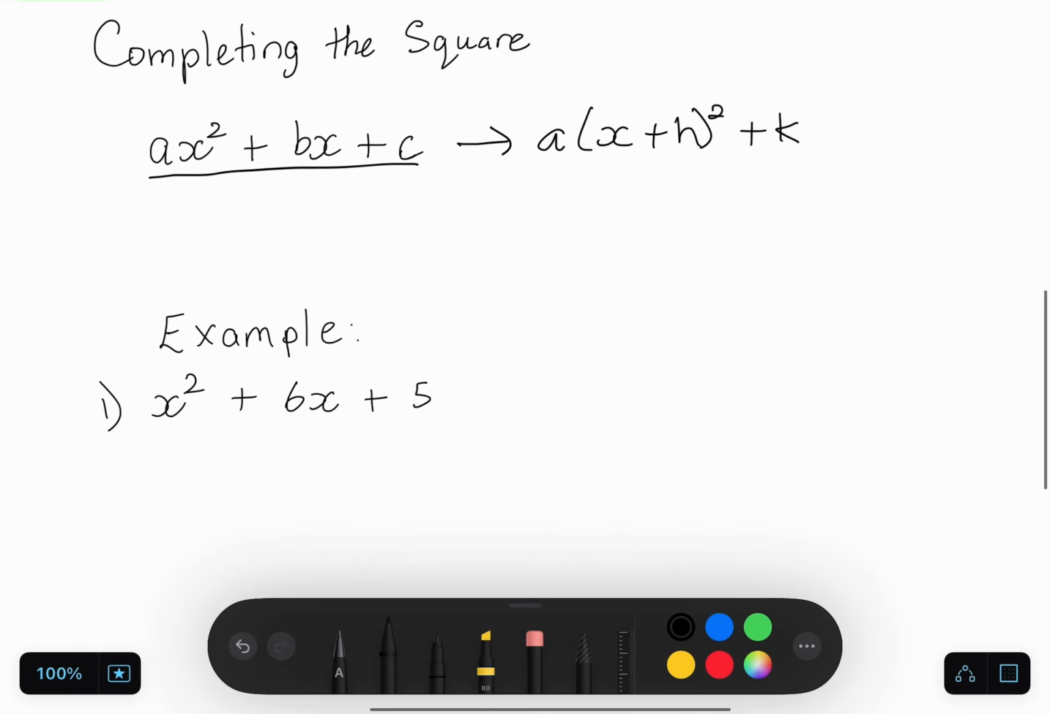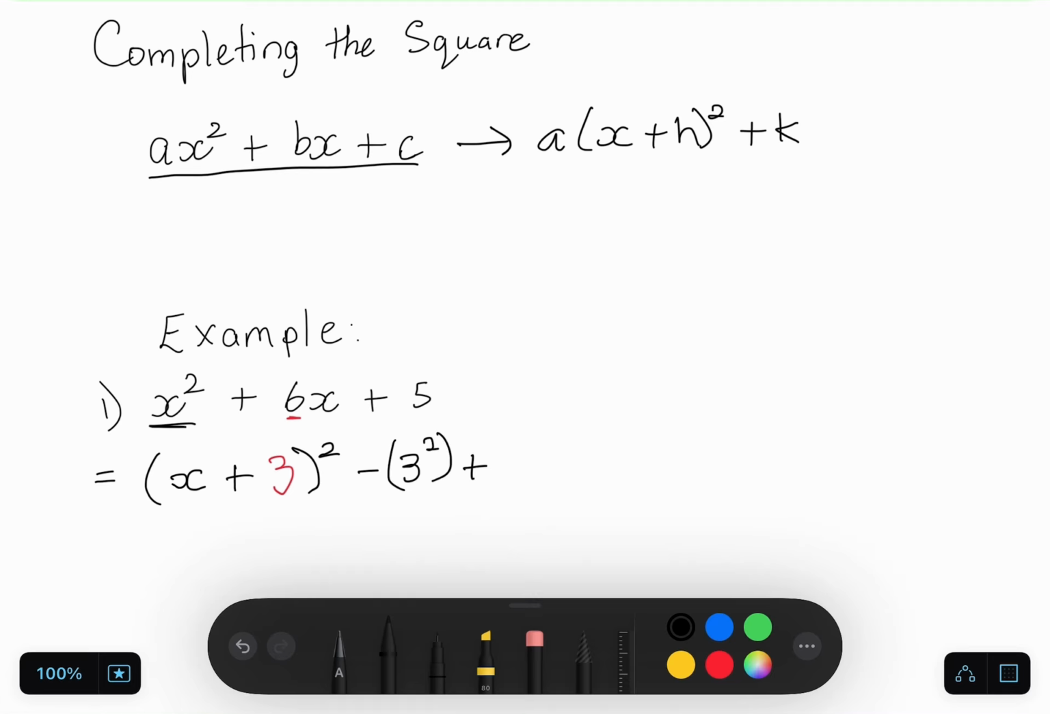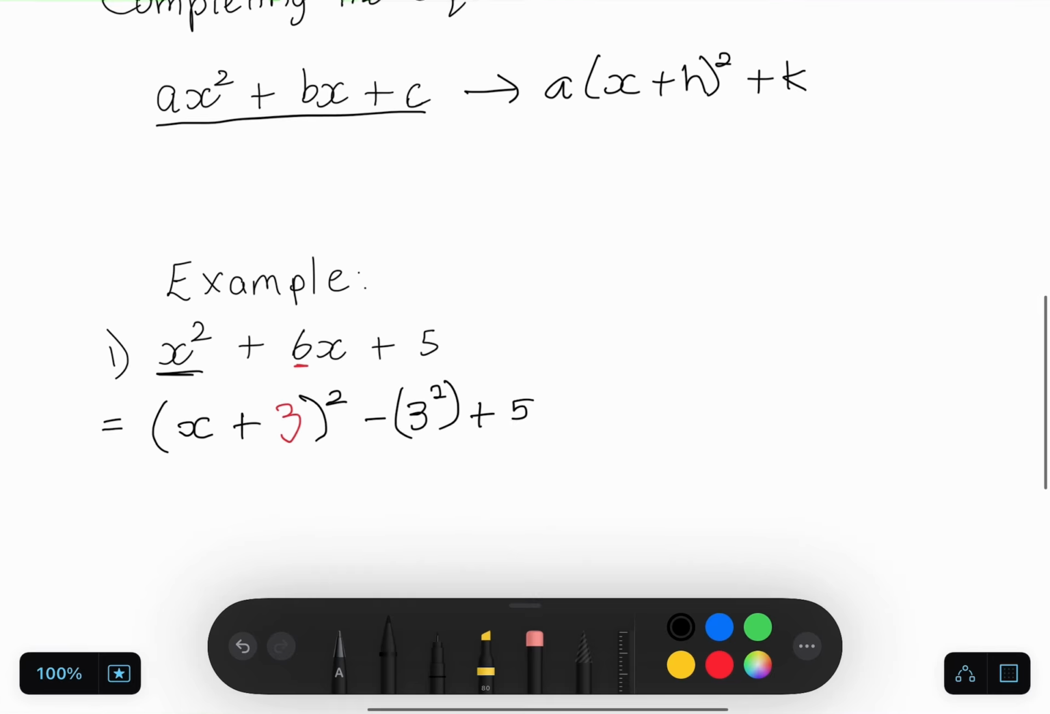The first thing, let's look at this example. If you need to complete the square, the coefficient of x squared has to be 1. In this case, it's already 1, so we could go ahead and complete the square. You take x, you take half of b, so half of the coefficient of x. So you take 3, because half of 6 is 3. Raise that to the power of 2, and then you minus that same half squared, plus the constant 5. All right, and now you simplify.